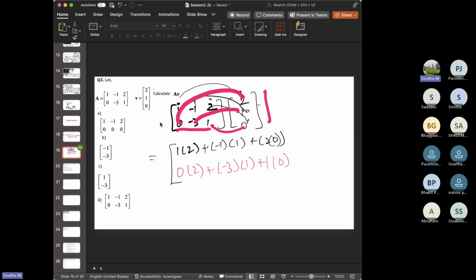So for the final answer, we just have to do this addition now. Sorry, this term is 2, not 3. I made a mistake, so I've corrected it. 0 minus 3 plus 0. So 2 minus 1 is 1, 0 minus 3 is minus 3. So the correct answer is option C.